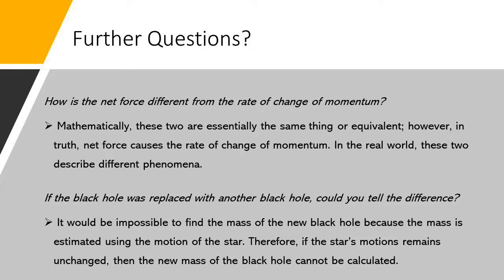Now the second question asks, if the black hole is replaced with another black hole, could you tell the difference? The answer to this is no. It would be impossible to find the mass of the new black hole, because the mass is estimated using the motion of the star, which the question stated was unchanged. Therefore, if the star's motion remains the same, then the new mass of the black hole cannot be calculated.